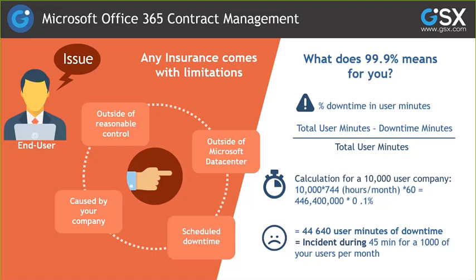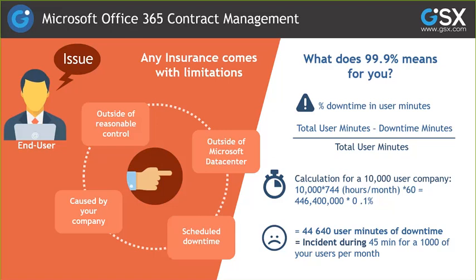If you do the short calculation that you can see on the right, and if you say that you have a company with 10,000 users, in order to breach a 99.9% SLA, you will need, for example, to have an outage of more than 44,000 user minutes of downtime per month. That means almost 45 minutes of downtime for 10,000 of your users every month. So you see, you really need to have a big incident in order to breach this kind of SLA.